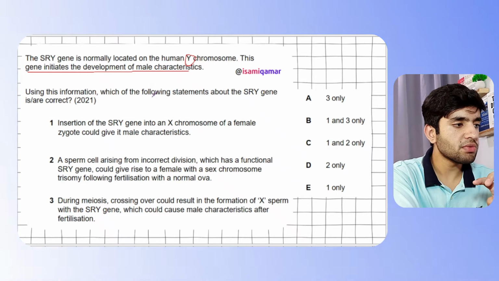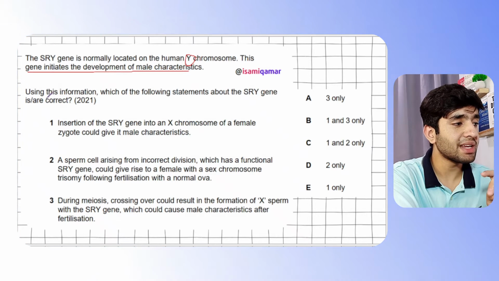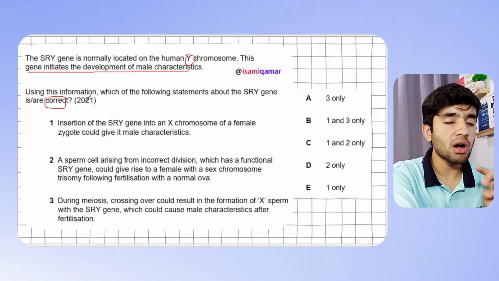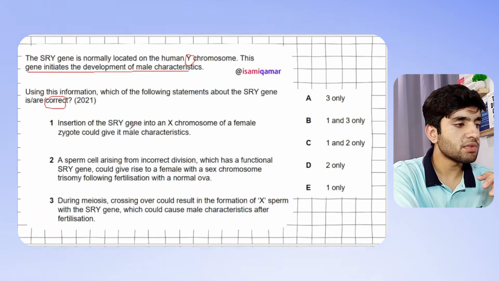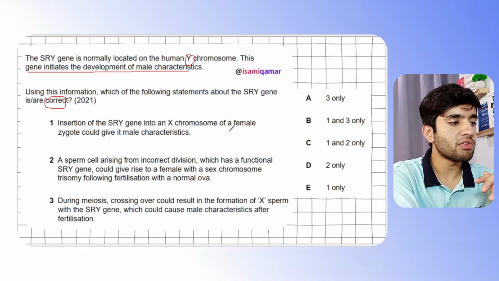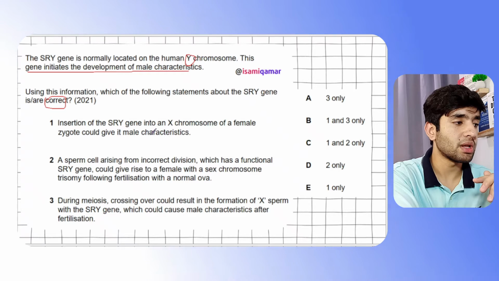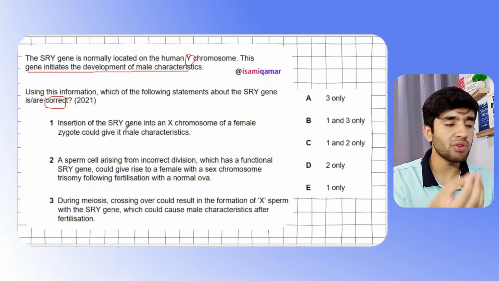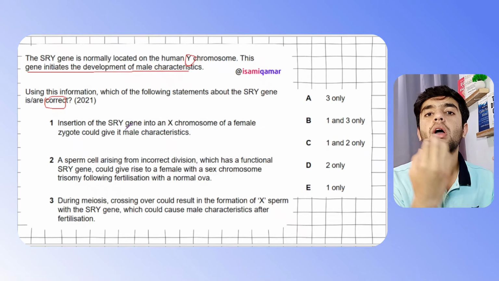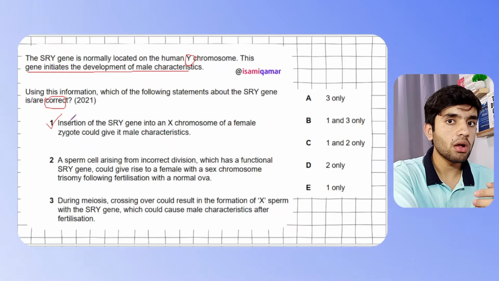Using this information, which of the following statements about the SRY gene is correct? Now see, you have to find the correct one. This is important: always encircle whatever you are going to answer. First statement: insertion of the SRY gene into an X chromosome of a female zygote could give it male characteristics. Yes, absolutely. The SRY gene is responsible for maleness, so if it's in a female, it will definitely give male characteristics. So this happens to be true.